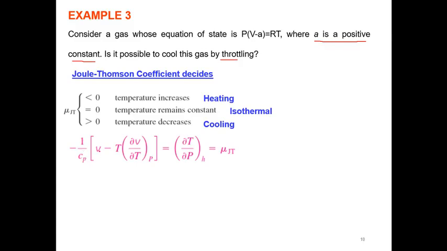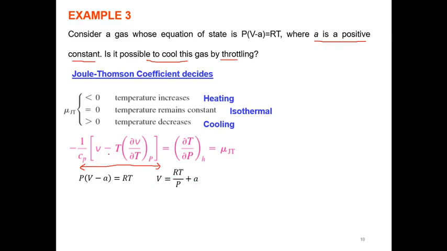So the Joule-Thomson coefficient we derived in the previous class is equal to minus 1 by Cp times (V minus T times partial V by partial T at constant pressure). So basically we need to calculate this value. This value will decide whether this gas can produce cooling or heating. So let's put in the value of V, and then simplify. The equation is P times (V minus A) is equal to RT.